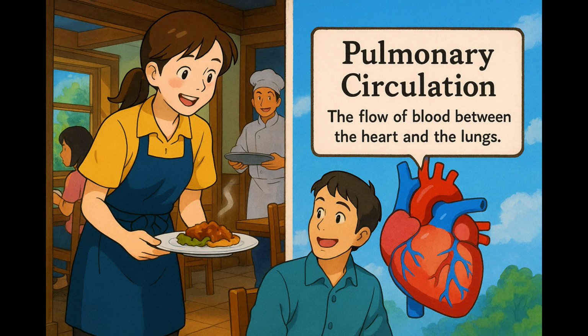Just like the waitstaff must carry the dish from the kitchen to the table and back for more orders, blood needs to travel from the heart to the lungs and back in a continuous loop. In this analogy, the kitchen represents the heart, where blood starts its journey, and the table is the lungs, where the blood releases carbon dioxide and picks up oxygen before returning to the heart for the next delivery.